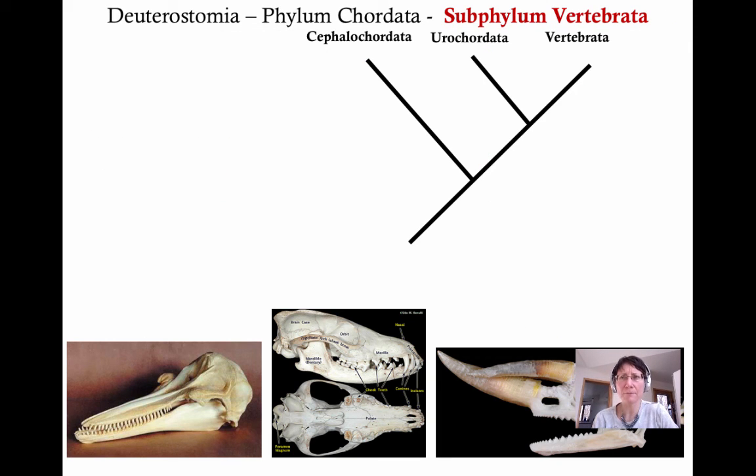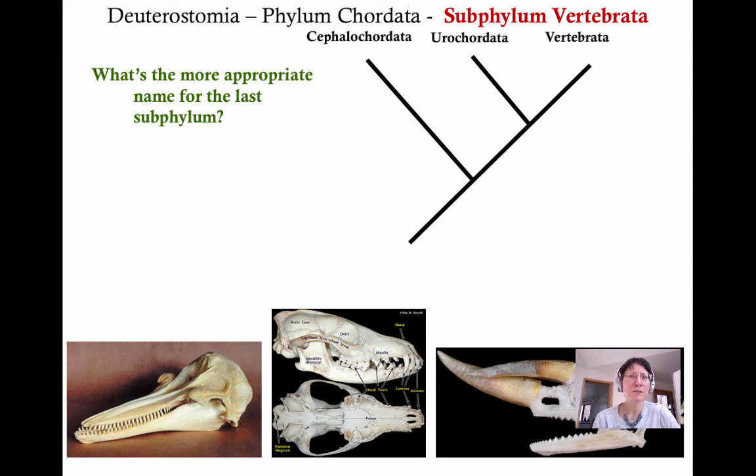Okay, and then the last subphylum is the Vertebrata. So here are some classic skulls from different vertebrate taxa. We're looking at aquatic species, dolphin-looking species, and then carnivores, and then this happens to be a favorite of mine since it's one of the chameleon species.